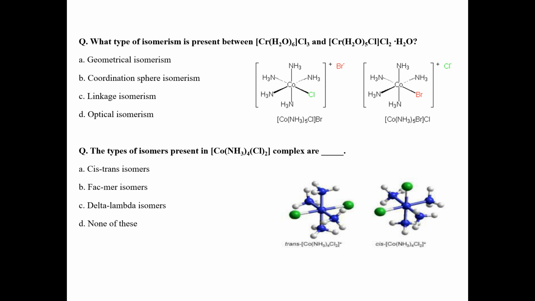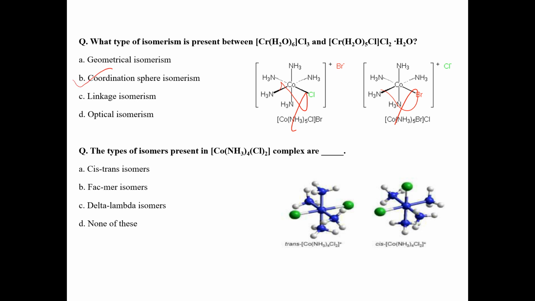Okay, so ignore these structures, and just draw their structures. What information will you be getting? Because you can draw the primary and secondary valencies. Okay, so it will have coordination sphere isomerism.